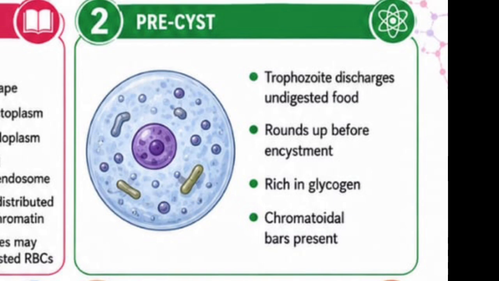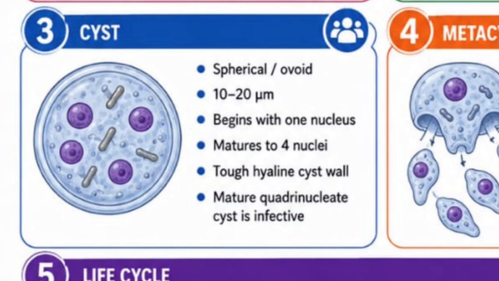After it forms a full cyst, what happens? The full cyst is now spherical or oval, about 10 to 20 micrometers. It begins with one nucleus and matures to form four nuclei. Also, it has a tough hyaline cyst wall. Remember: spherical or oval, 10 to 20 micrometers, beginning with one nucleus and maturing to four nuclei.